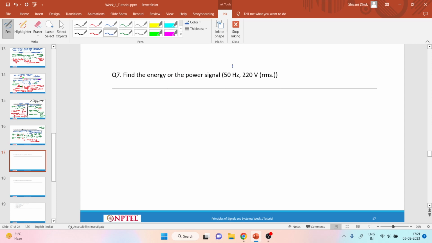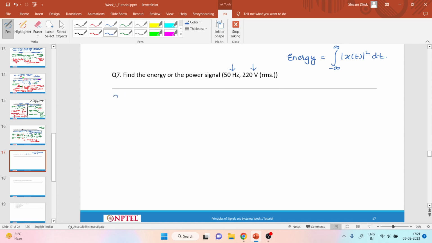So it is basically a 50 hertz signal with an RMS value of 220 or 230 volts, and for that we need to find the energy. So what was the formula for energy? Energy was integral from minus infinity to infinity mod of x of t square dt. So this was the formula for energy.